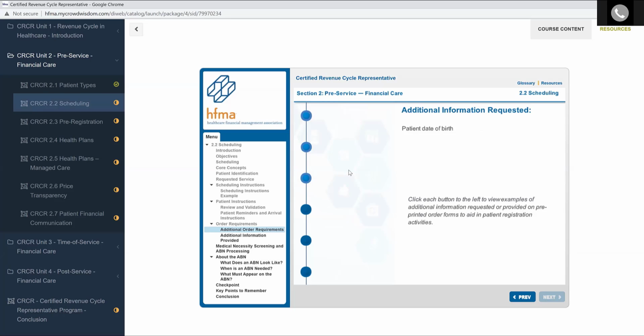And some more information. Additional information also could include the CPT code, the scheduling department, the hours of operation, and required pre-procedure testing.